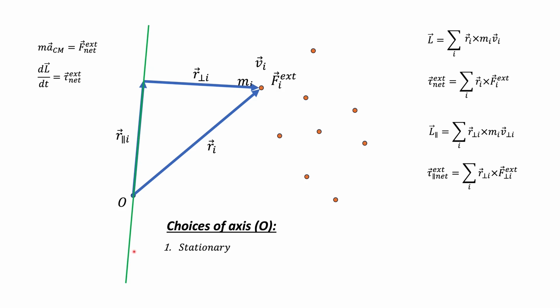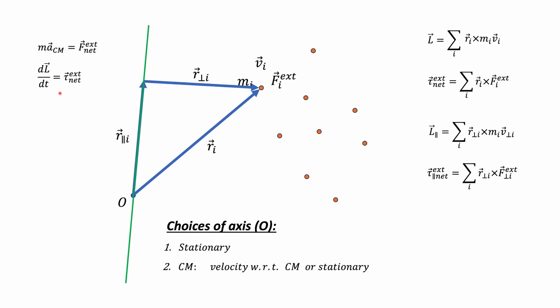One thing to notice is that very often in the problems we consider, the object is actually moving. And you may find the object is moving away from your axis or point O. In this case, the vector R or R perpendicular is going to grow in time. Now that's okay, that's not a problem. You can do it, and you can use the equation written here.